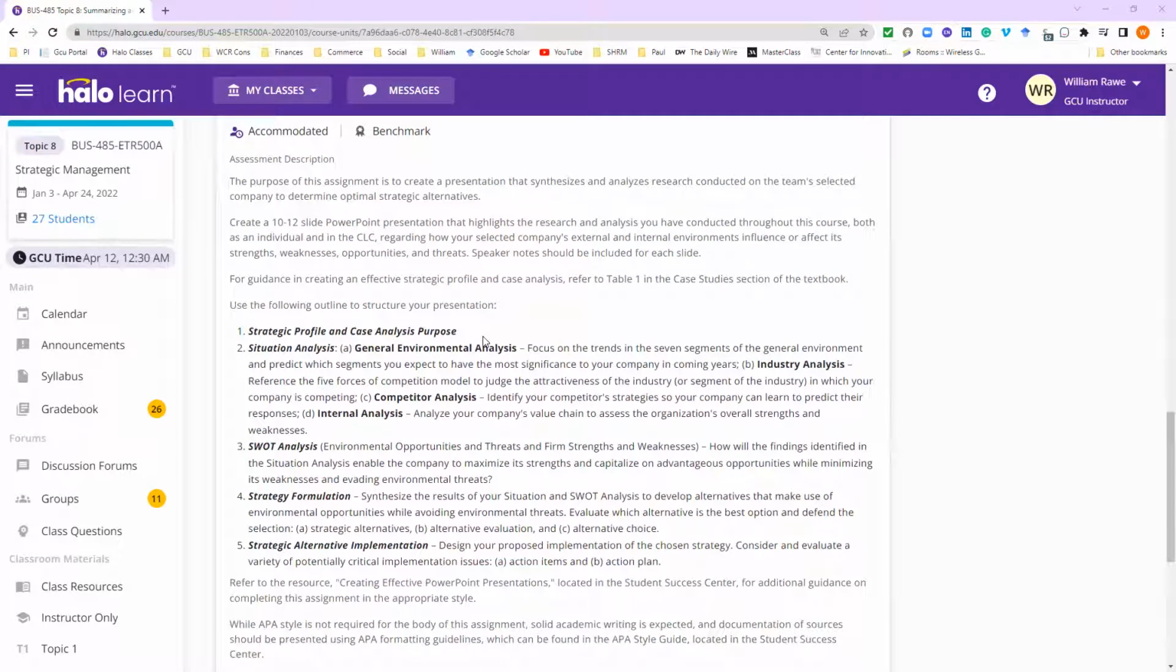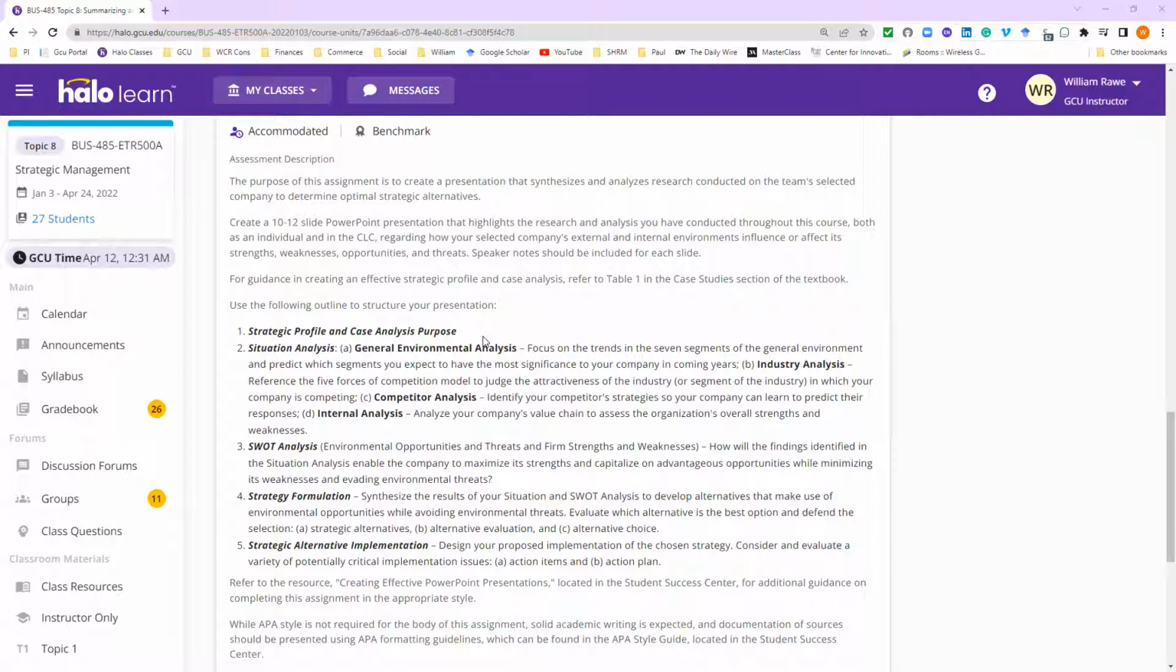Now, the purpose of this assignment is to create a presentation. This has to be a PowerPoint presentation that synthesizes and analyzes research conducted on the team selected company to determine optimal strategic alternatives. So your PowerPoint has to be about 10 to 12 slides. Try not to go over 12 slides.